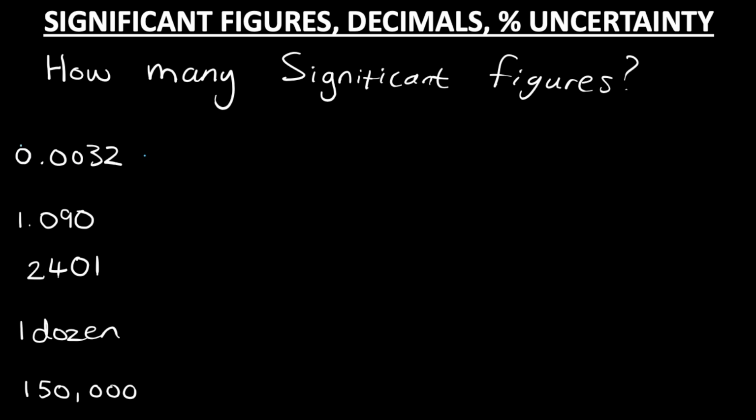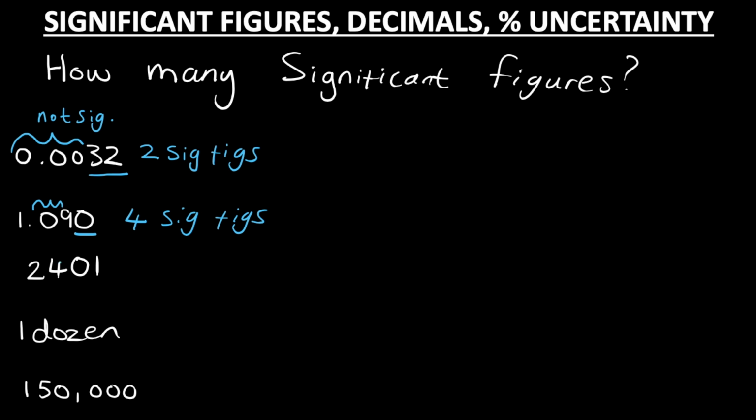For the first one, as we described earlier, leading zeros are not significant. Therefore, only these 2 are significant. So in this example, we have 2 sig figs. And in this one, we have a trailing 0, which does count as a significant figure, and we have an interior 0. So all in all, we have 4 sig figs in this example. Now in this example, we have an interior 0 again, and in total we have 4 sig figs.